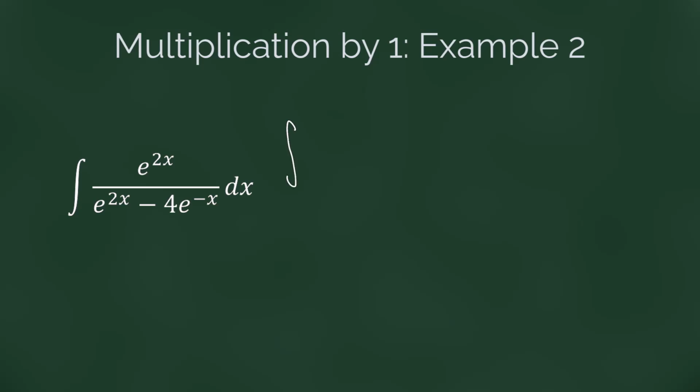Let's take a look at another example. Here we have the integral of e to the 2x all over e to the 2x minus 4 e to the negative x dx. We can't rationalize the denominator because there's no radicals. We can't use substitution because even though the derivative of e to the 2x does appear in there in some form, we have this negative 4 e to the negative x floating around.